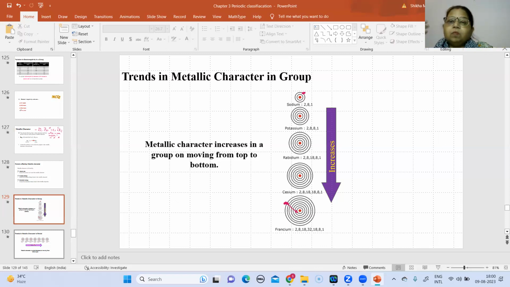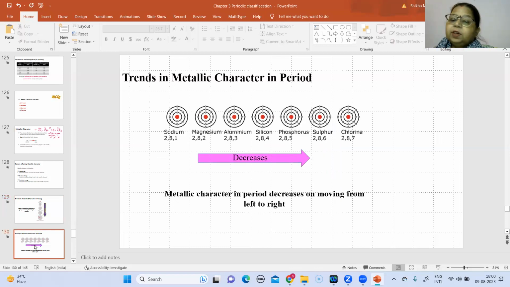Therefore, it will be most metallic. I was saying cesium because francium is radioactive. It won't be available that easily, right? Now we know in a period, as the size is decreasing, ionization enthalpy is increasing, attraction is increasing, metallic character is decreasing. Or otherwise, it's obvious.